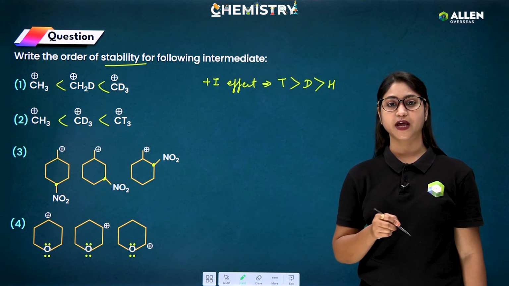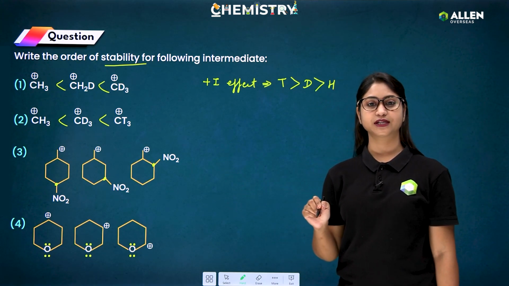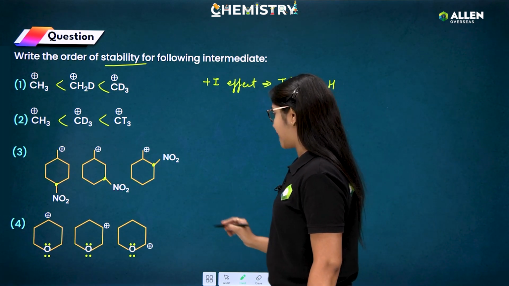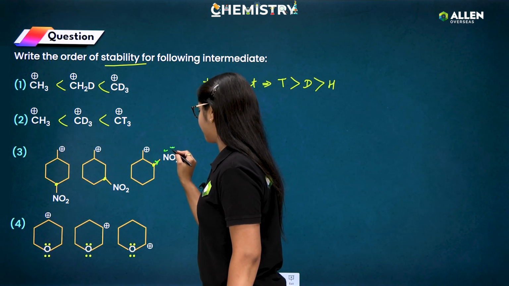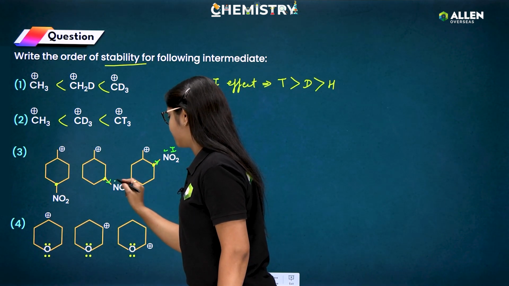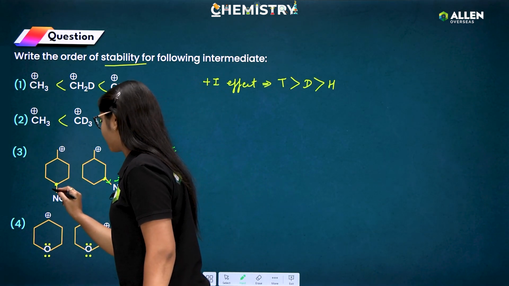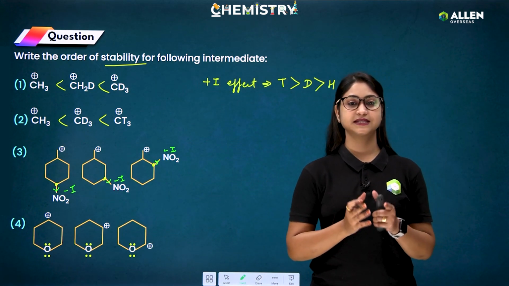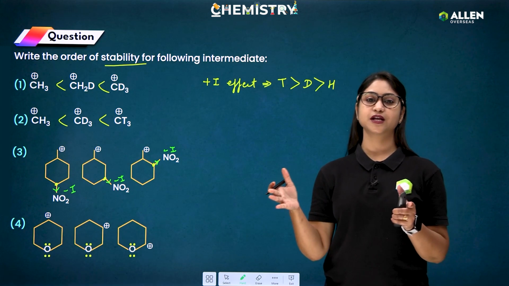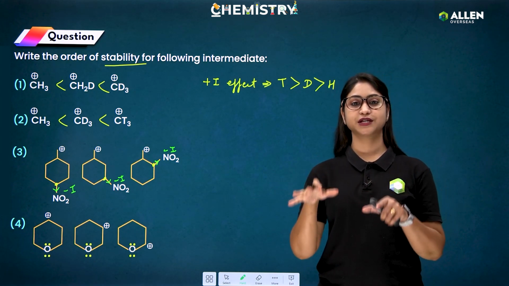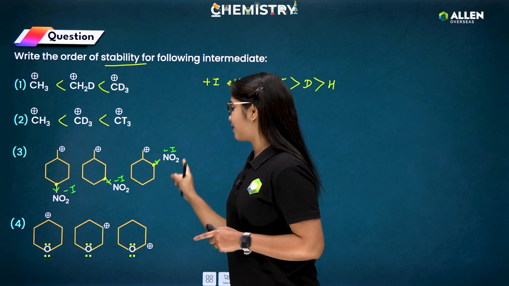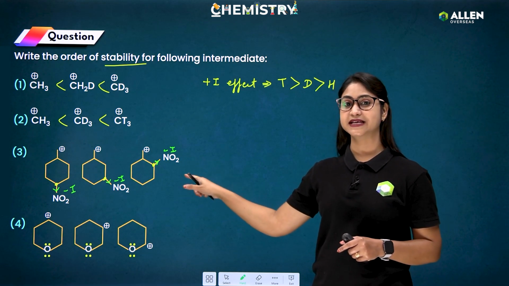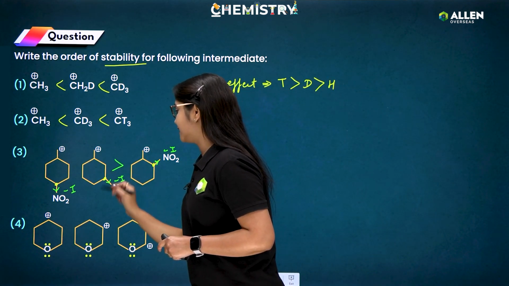So what is the effect of nitro group on the stability of carbocation? We know nitro group is highly electron withdrawing. It shows minus I effect. It will withdraw the electron density. But we know inductive effect is distance dependent. As the distance increases, the inductive effect decreases. So the maximum minus I effect will be in the third case. Maximum minus I effect means least stable carbocation. So this will be least stable.